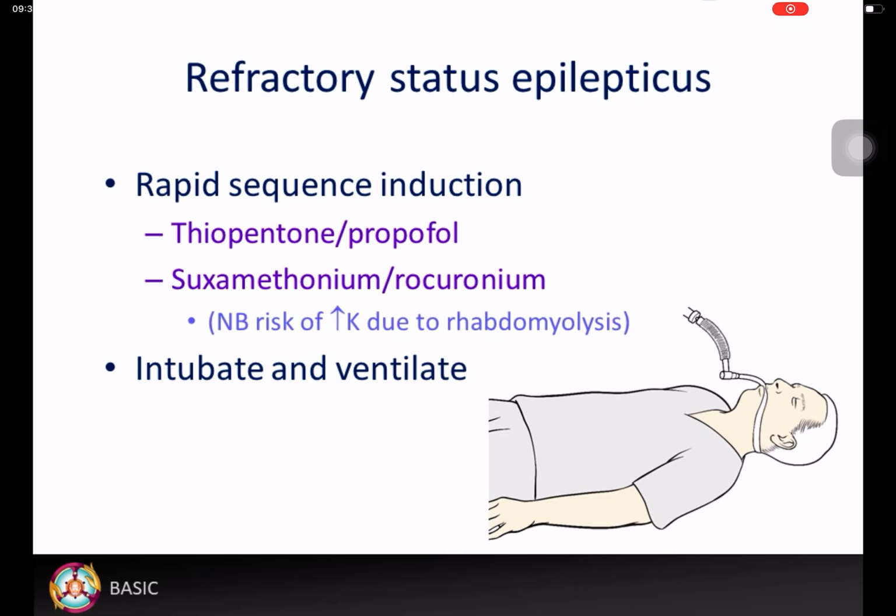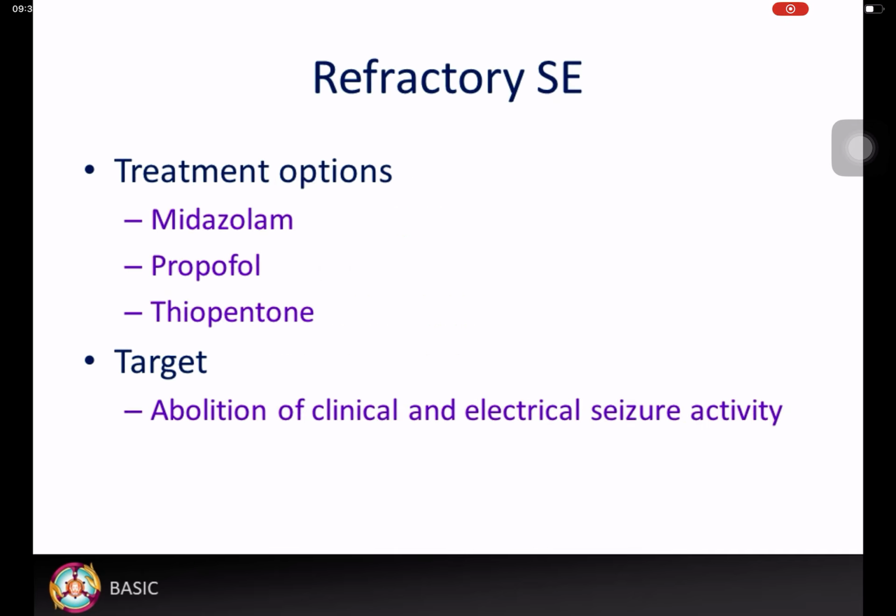Suxamethonium has the disadvantage of causing hyperkalemia, which may be a problem in a patient who is already hyperkalemic due to rhabdomyolysis. Rocuronium has the disadvantage of a longer duration of action, which may mask continued convulsions. The next step is to start an infusion of midazolam, propofol, or thiopentone, titrated to abolish clinical and electrical seizure activity. Do not titrate drugs to produce burst suppression on the EEG, as some patients continue to convulse despite burst suppression, and other patients do not convulse despite failure to achieve burst suppression.